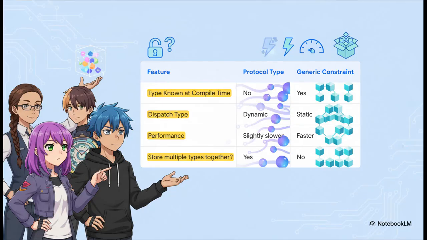Okay, so this table really lays it all out. When does the compiler know the type? For protocol types, nope, not until runtime. For generics, absolutely, it knows right away. That leads directly to the dispatch type, dynamic versus static. And that, of course, affects performance. Generics are just plain faster. But, and this is a huge but, what about storing different types together in one collection? Only protocol types can do that. That is their knockout punch, their undisputed superpower.